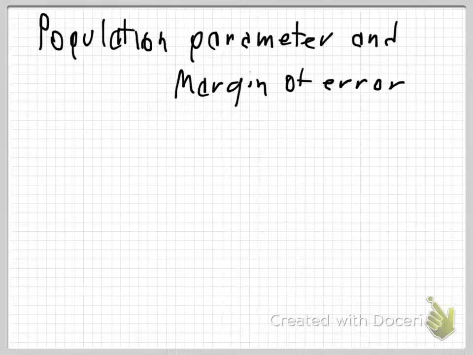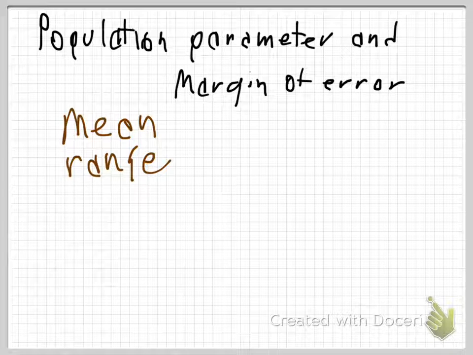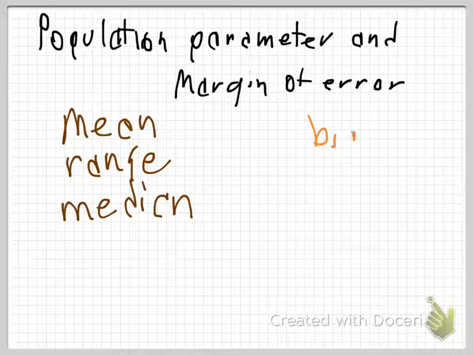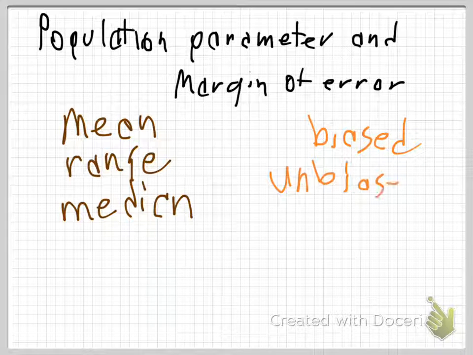Hope you enjoy. So the first thing we're going to talk about is the population parameter. A population parameter is just any property of a distribution. This can be something like mean, range, or median. But not all of these parameters are created equally. Some are what's called biased, and some are unbiased.